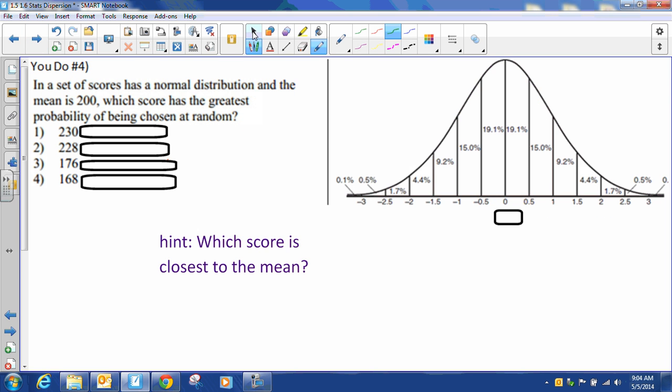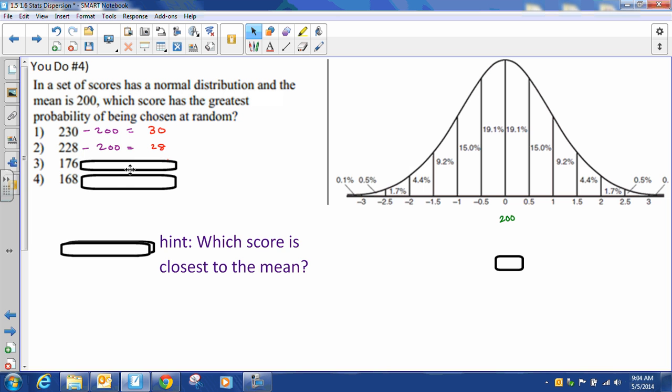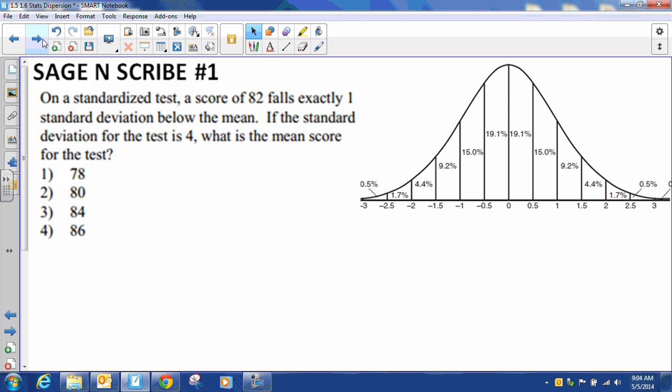Number 4, the mean for the normal distribution is 200. Which score has the greatest probability of being chosen at random? Well, the greatest probability is the score that falls closest to the mean. So we're basically subtracting each of these from 200. And the number that has the smallest absolute value is this. So 176 is your answer.